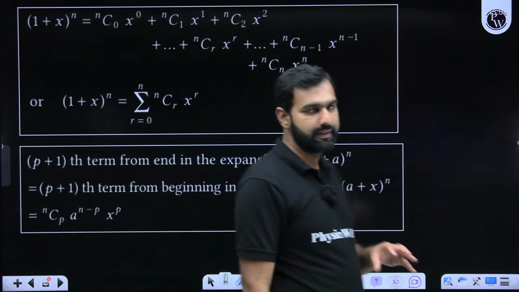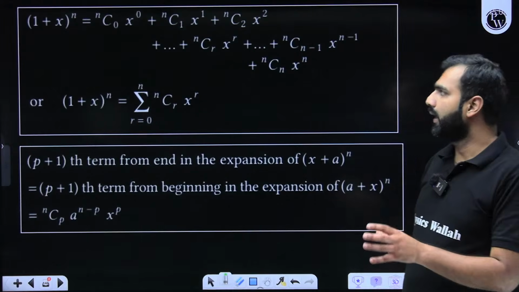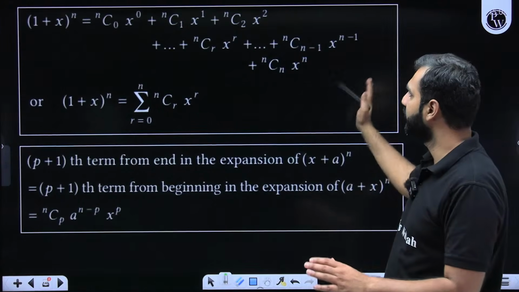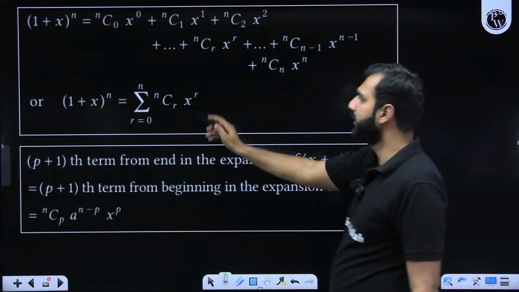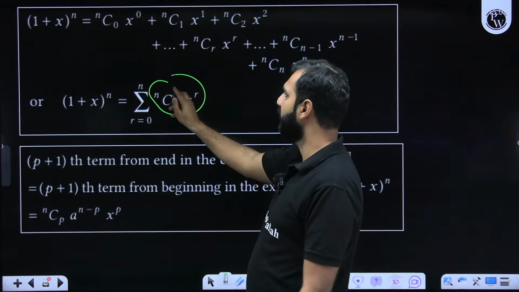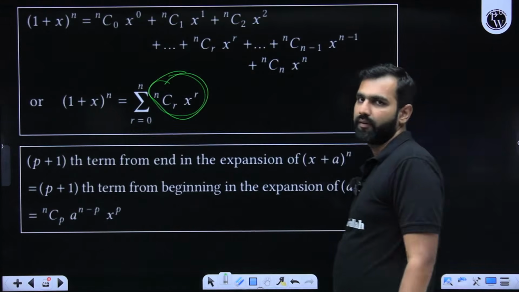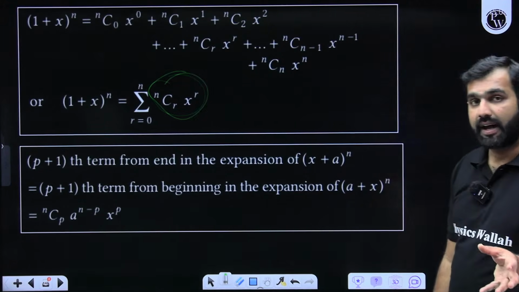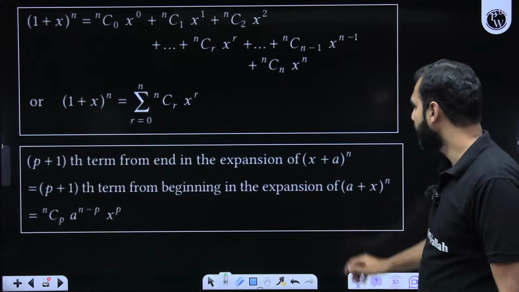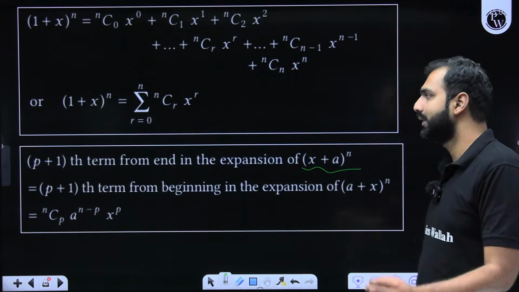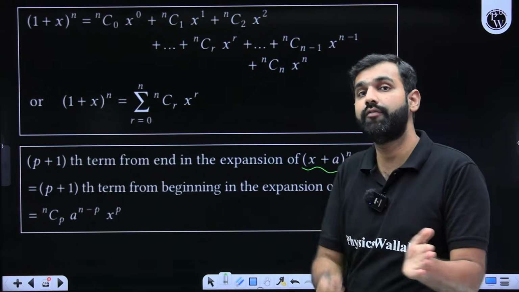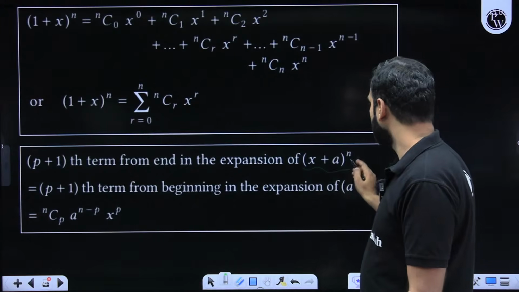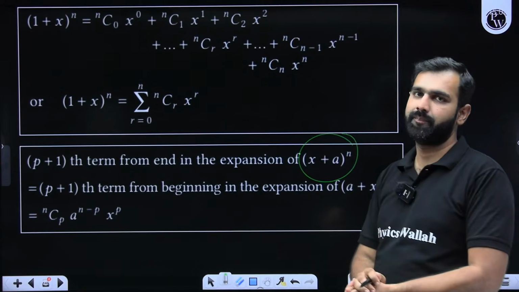If in this (x + a)^n, I expand (1 + x)^n, this is how the expansion looks. It can simply be concluded by nC0 x^0, nC1 x^1, and so on. With that, let's say somebody asks me to find the (p+1)th term from the end in the expansion of (x + a)^n.